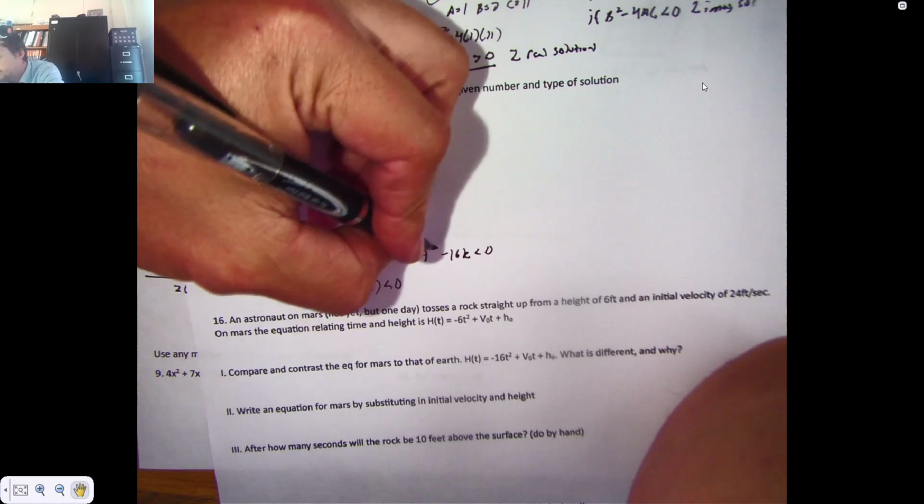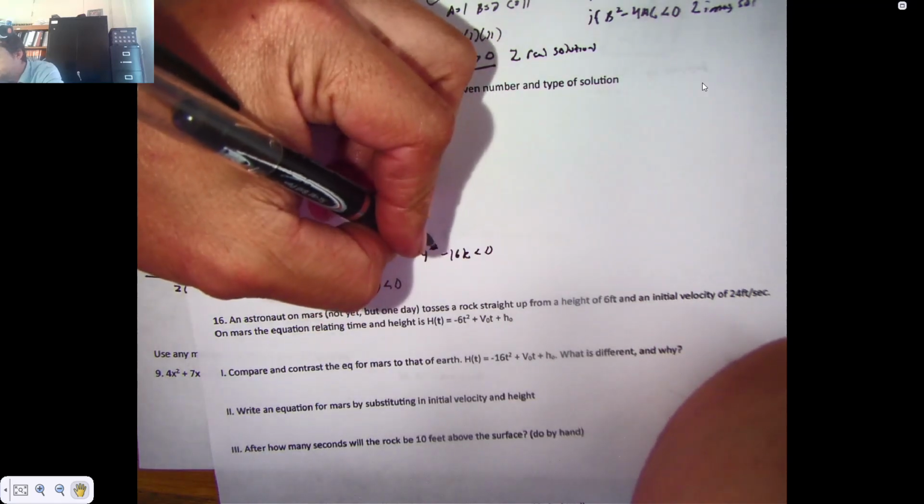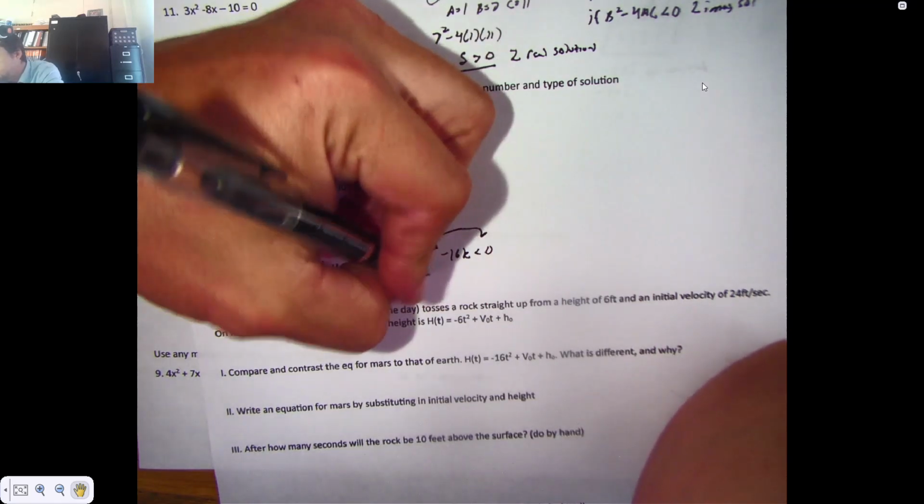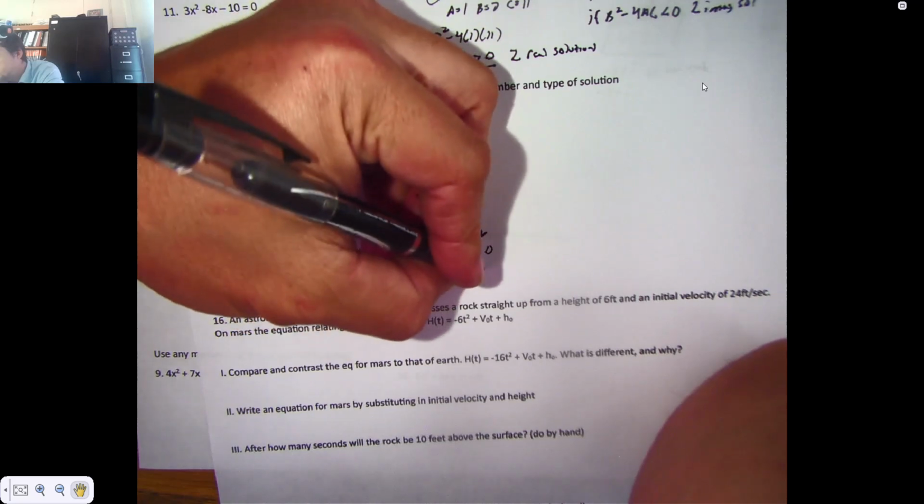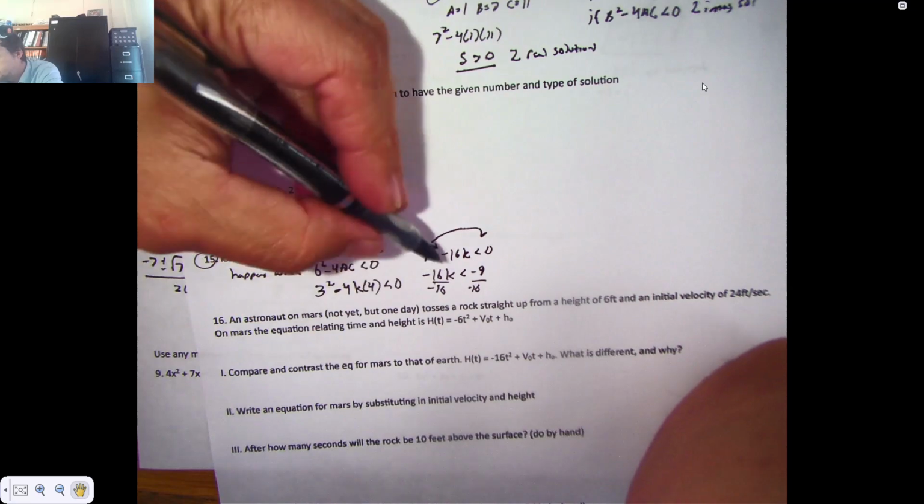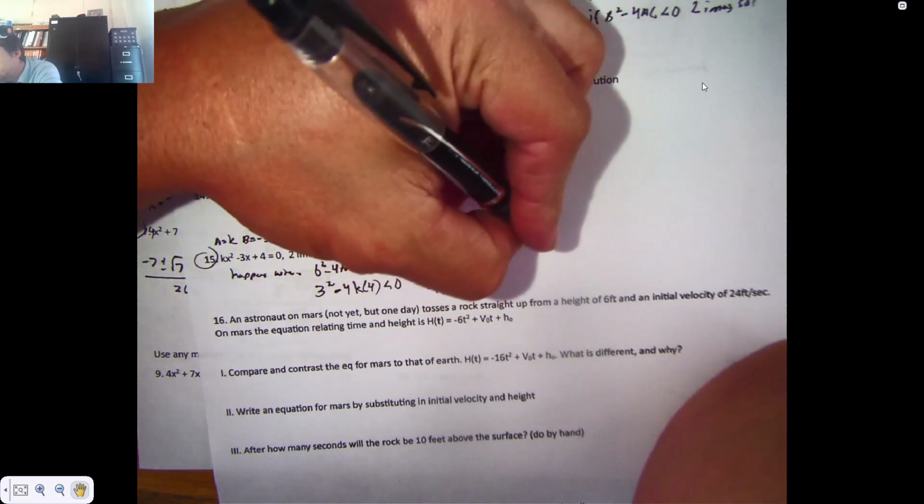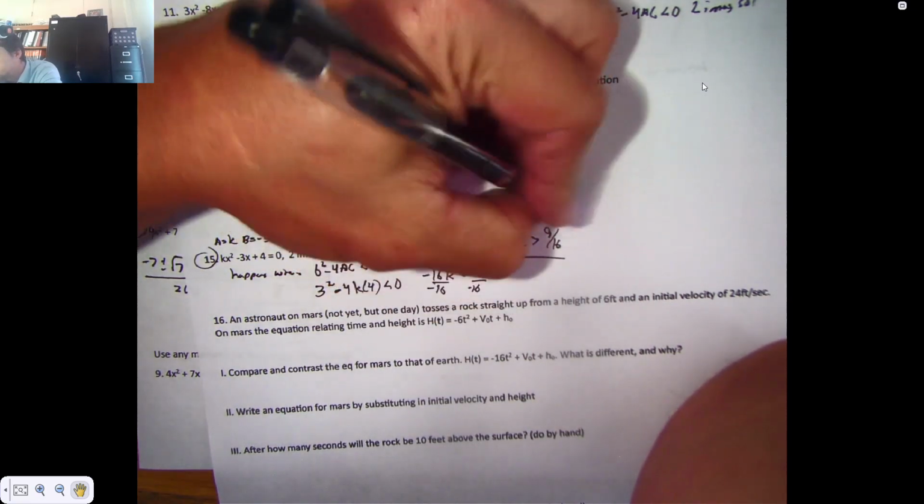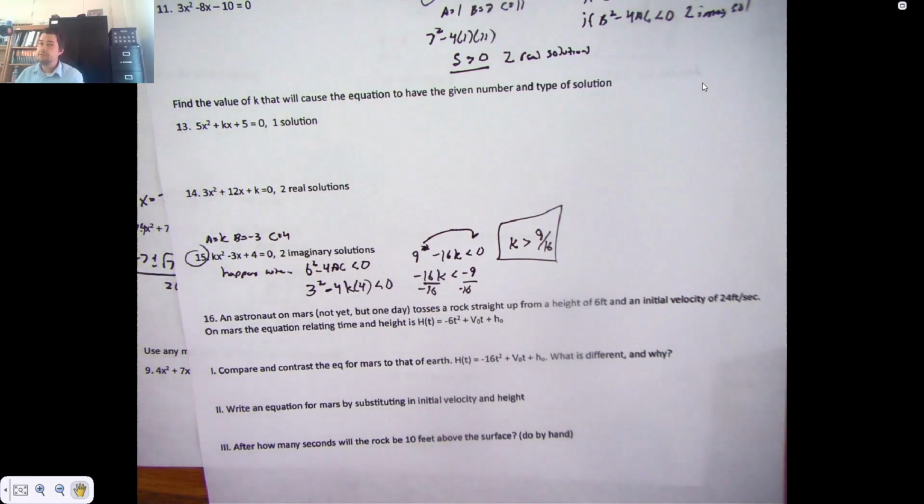9 minus 16k is less than 0. Shift the 9 over. Negative 16k is less than negative 9. Divide by the negative, and remember to flip your inequality symbol. K is greater than 9/16. There's your answer.